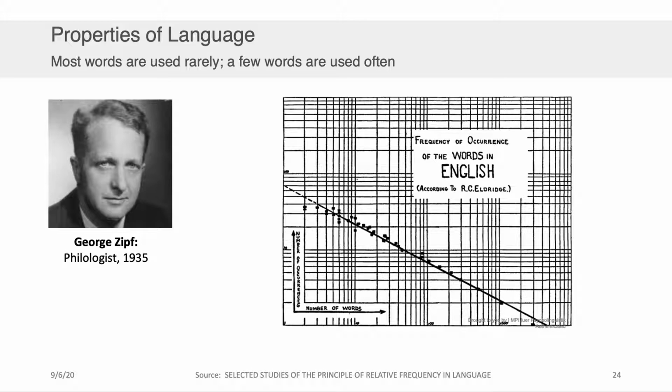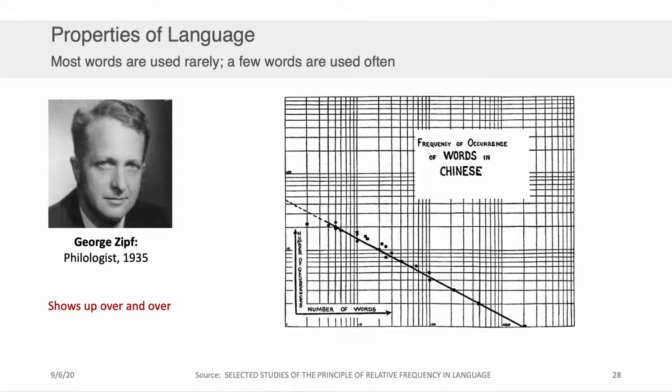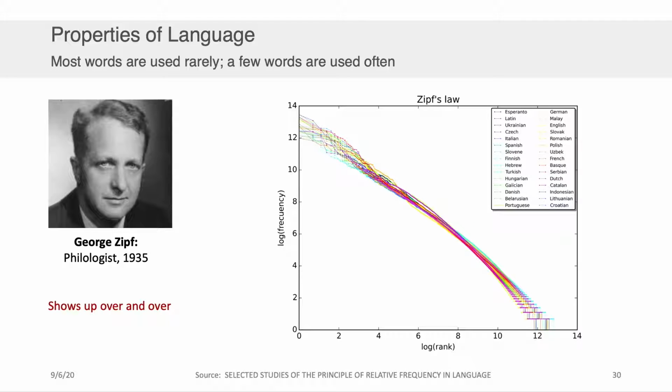Well, because these two are on a log scale, the way that you can interpret this plot is that basically most words are used very rarely, but only a few words are used incredibly often. And this doesn't really just show up in English. George Zipf also decided to look at other languages like Latin, and you can see that a similar trend occurs. It occurs in Chinese. It occurs in the syllables within Chinese. It shows up over and over and over again, no matter which language you look at.